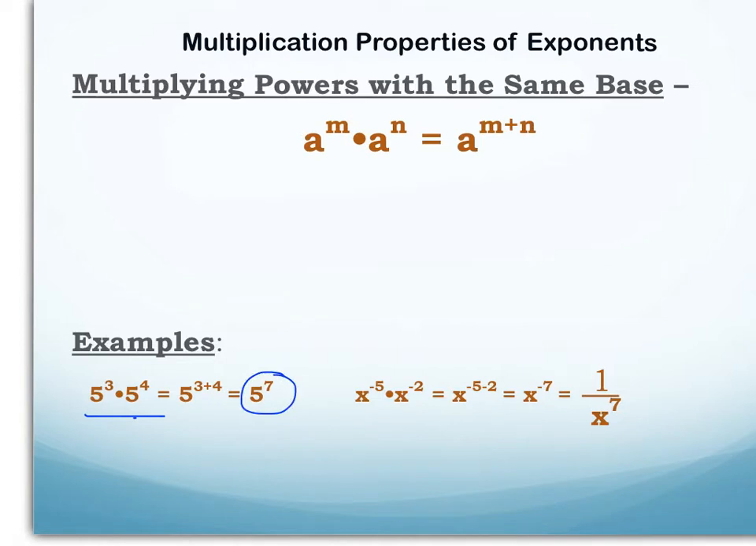Same thing applies with negative exponents. So here we have x to the negative fifth times x to the negative 2. Add your exponents, you get x to the negative 7, but if you recall from negative exponents, you can't leave your answer like that. Your final answer is 1 over x to the positive 7.